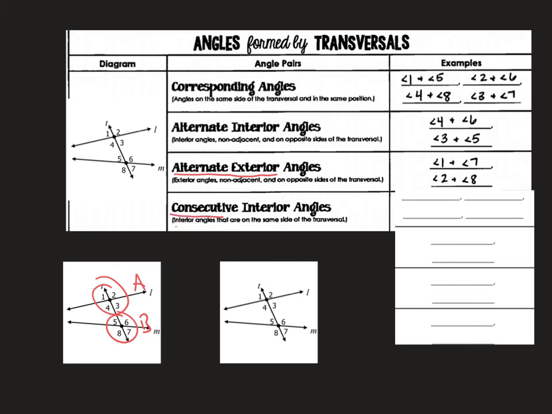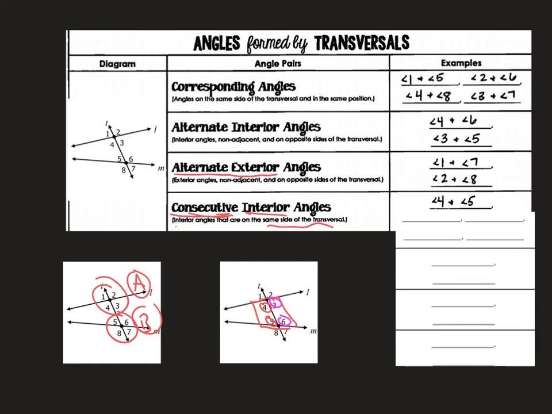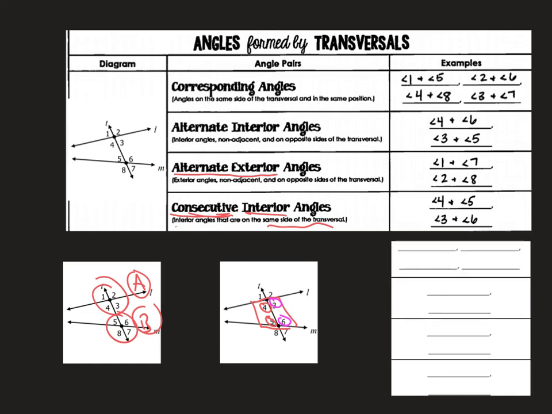And lastly, consecutive interior. So again, we're back to our insiders, right, in here. And consecutive means one right after another. So interior angles that are on the same side of the transversal, one from group A, one from group B. So that leaves us with 4 and 5 are both on the same side. And then 3 and 6 are both on the same side. So those are our 2 pairs of consecutive interior. So 4 and 5, 3 and 6.